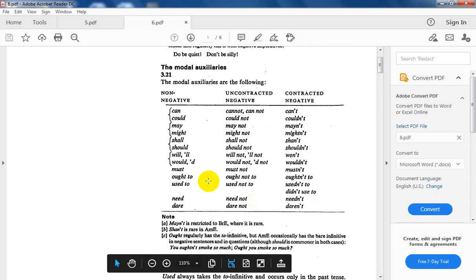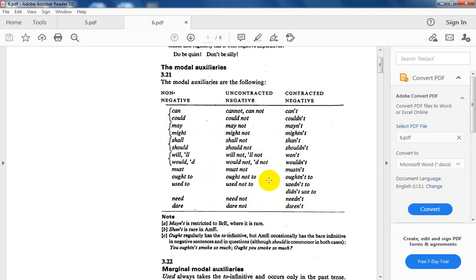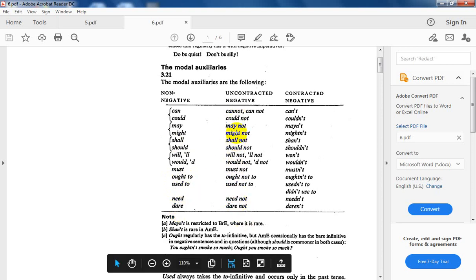In the negative, in non-negative, and they have the uncontracted, and they are what? Please pay more attention to this classification. I have can, could, may, might, shall, should, will, would. See, this is the full form and this is the contracted form. Both of them are in the positive form. Say I have what? Ought to, used to, need, the uncontracted, the full form, they are as the following. The contracted as the same.